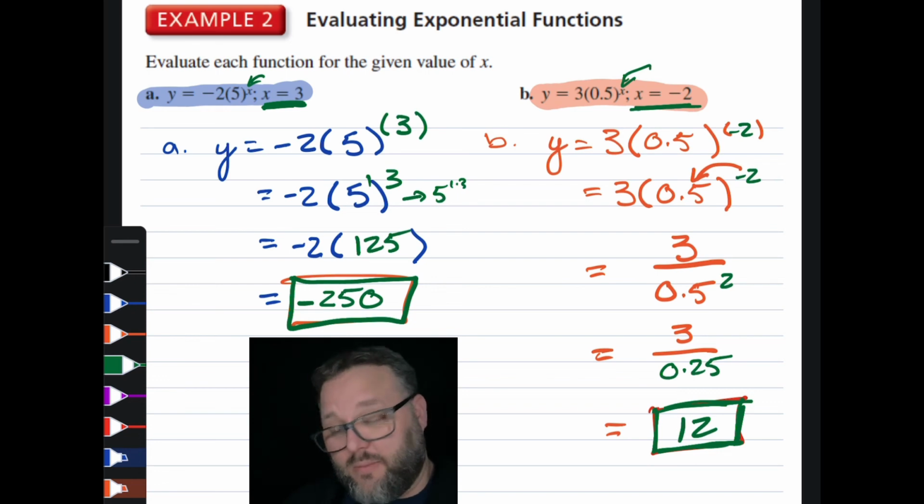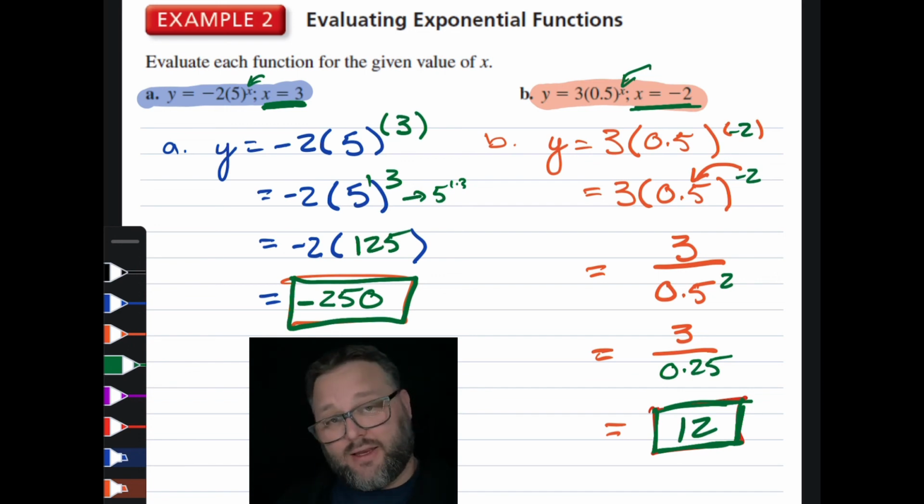So here we found out by substitution, if we take that -2 and plug it into the function that's given, we find that the output is 12. And on A, we found that the output was -250 when we had x equals 3 and plugged that into our function and worked everything through.